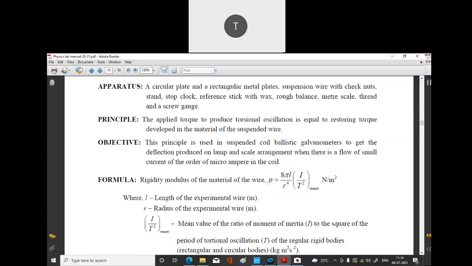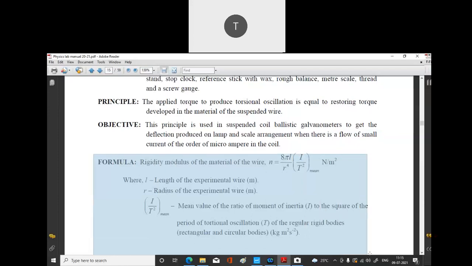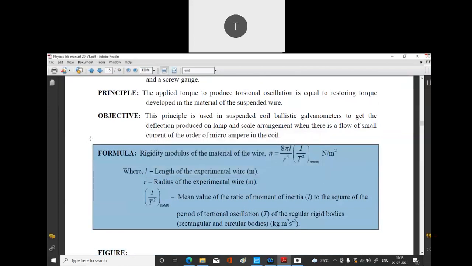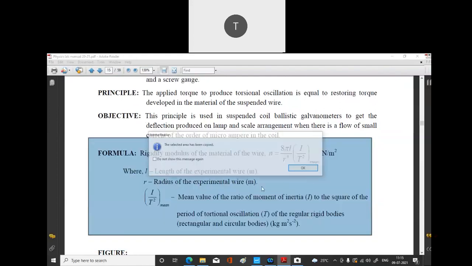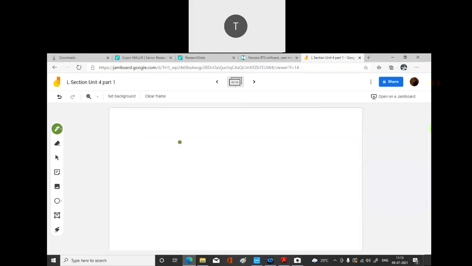Okay. In this case, as you can see, this rigidity modulus depends on the time period t, and also on the moment of inertia that you are applying for your wire. So using that concept, if I know all these things, then you can find the rigidity modulus of your wire. Okay, so I'm going to copy this and then I'm going to explain it.